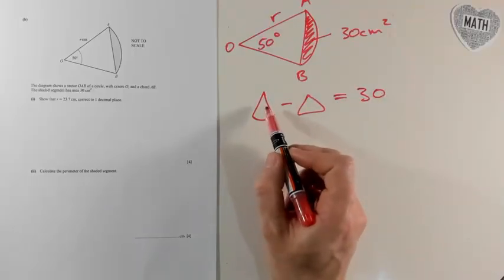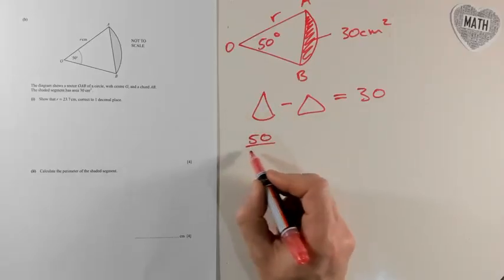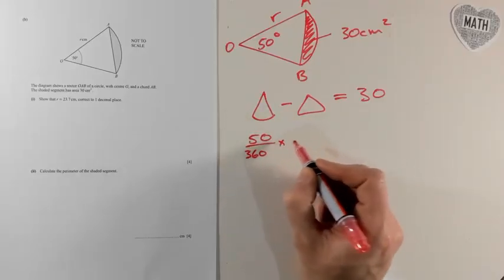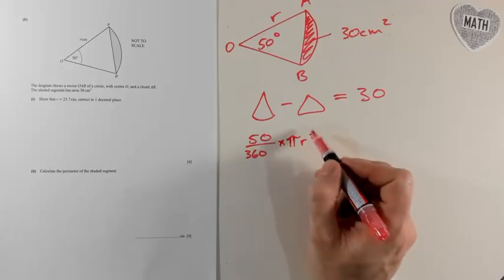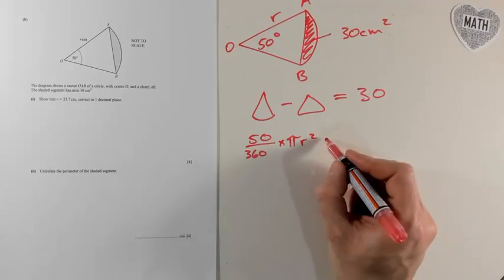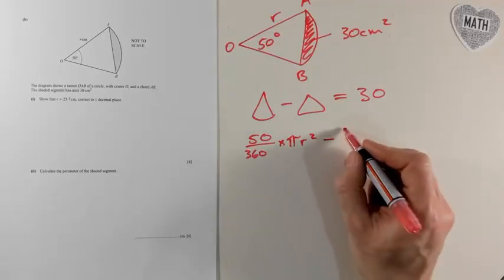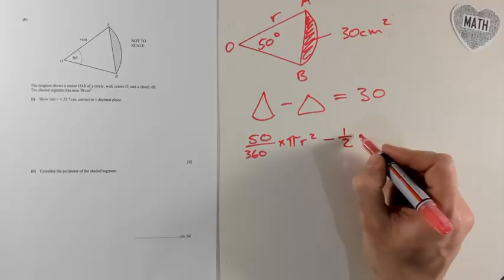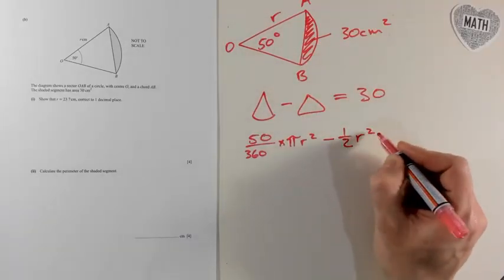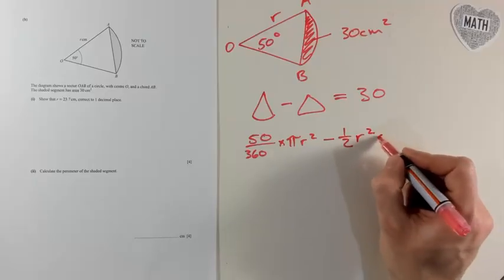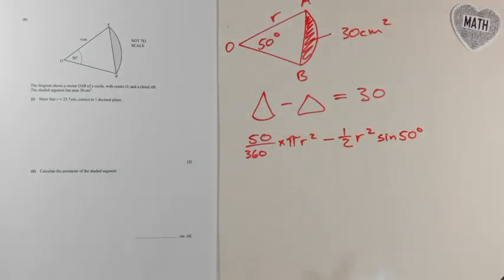So the sector part should be easy. I can just do 50 over 360 times pi r squared. I don't have the radius yet, so that's just there. For the triangle, I can use the sine formula, so half of the one side times the other side. So that's going to be radius squared, and then times the sine of 50. So this is just something you get from the formula sheet. Let me see, where's my formula sheet?